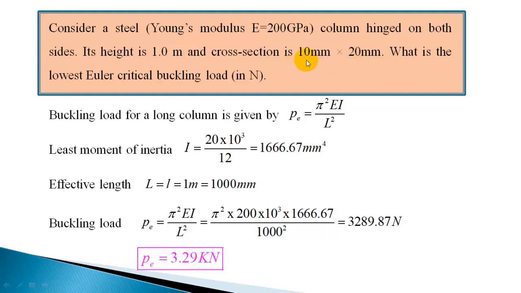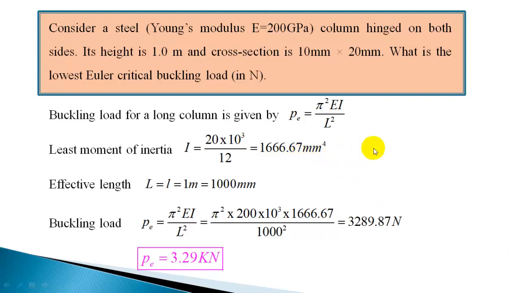So always you should take the cube of the least dimension for a rectangular cross section. So cube of least dimension is 20 into 10 cube by 12. So you have to use the least moment of inertia, which is 20 into 10 cube by 12. So that will give 1666.67 mm to the power of 4.